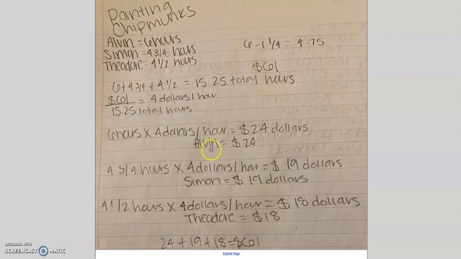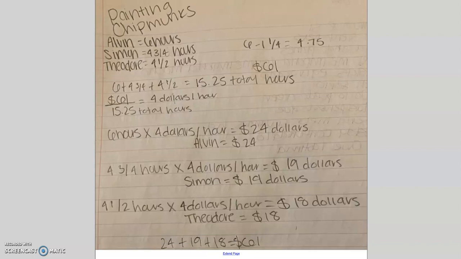Then to figure out how much each one gets paid, you multiply the number of hours they worked by that rate of $4 per hour. So 6 hours times $4 per hour for Alvin is 24. For Simon, we get 19, and for Theodore, we get 18. And then you can check that that actually adds up to 61. So there you go for number 7.